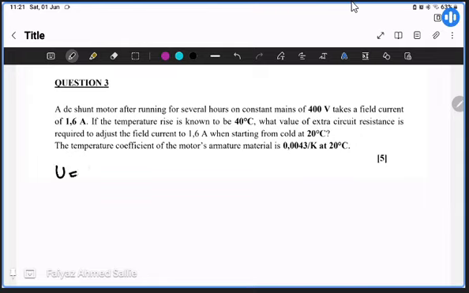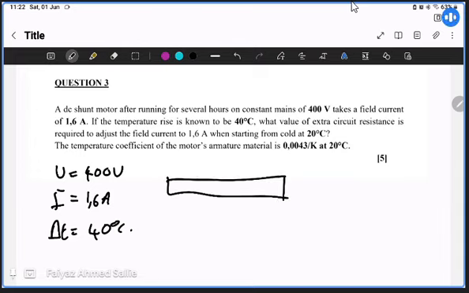Let's write all the givens. So the voltage is equal to 400 volts. We have an amp of 1,6 amps, and we know that the amps remains constant, and the change in temperature is 40 degrees Celsius. So I think this question is very simple to solve. It is a basic wire question, and the only thing changing in this wire is temperature.